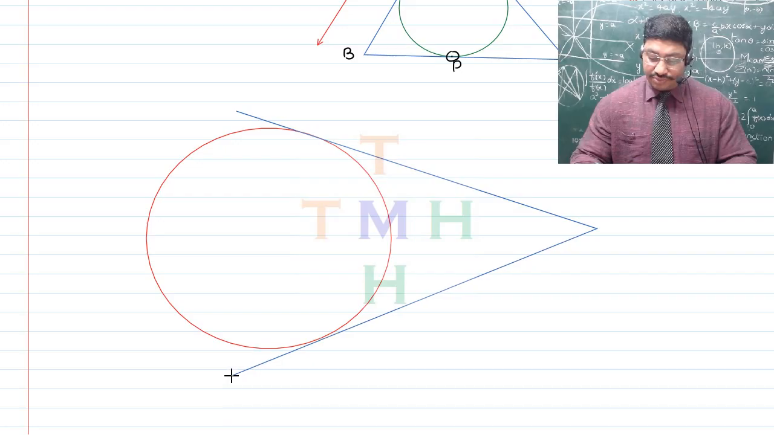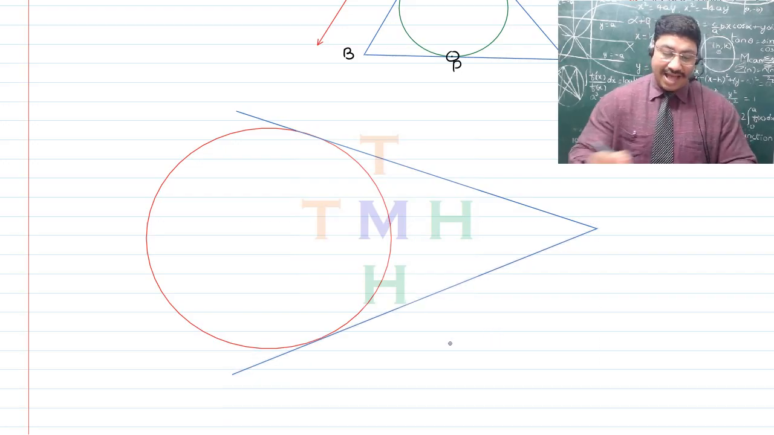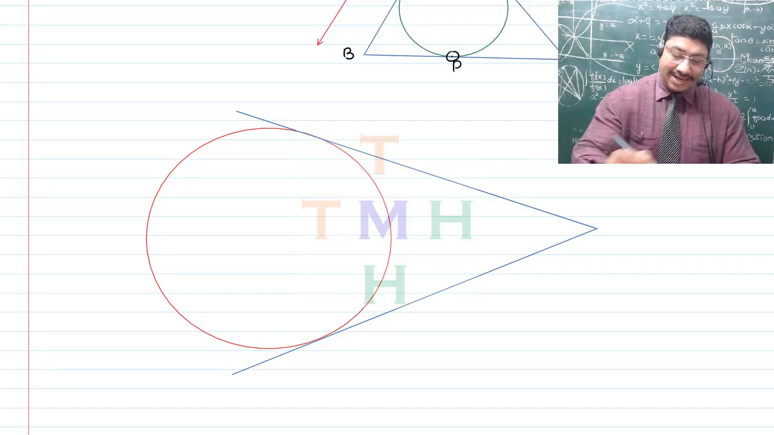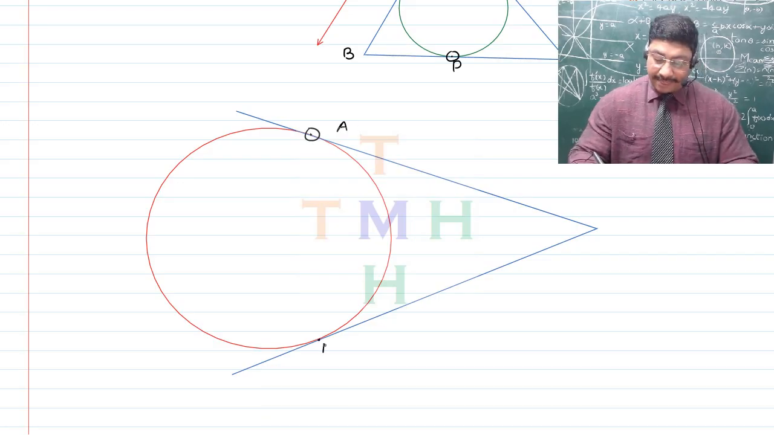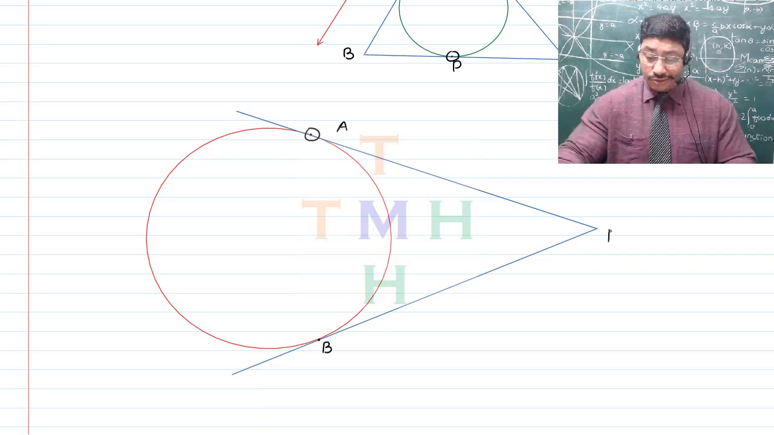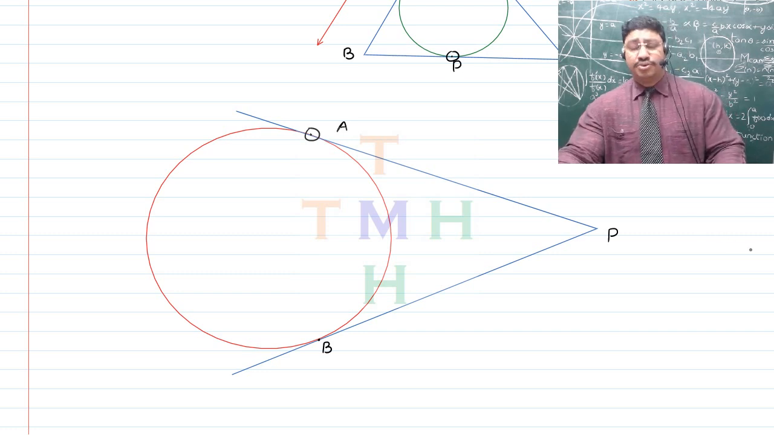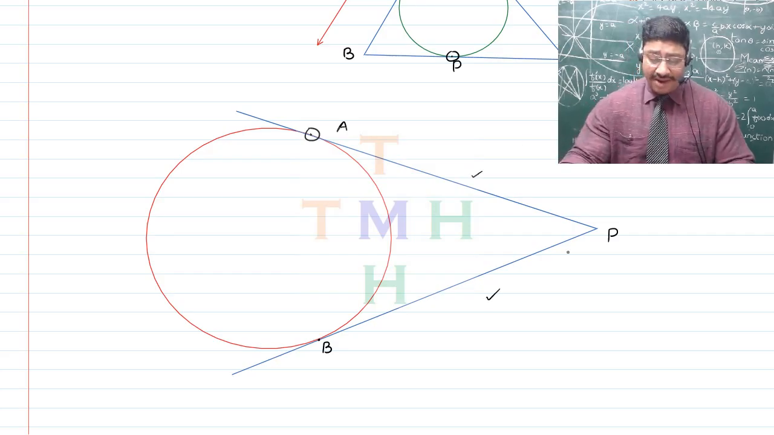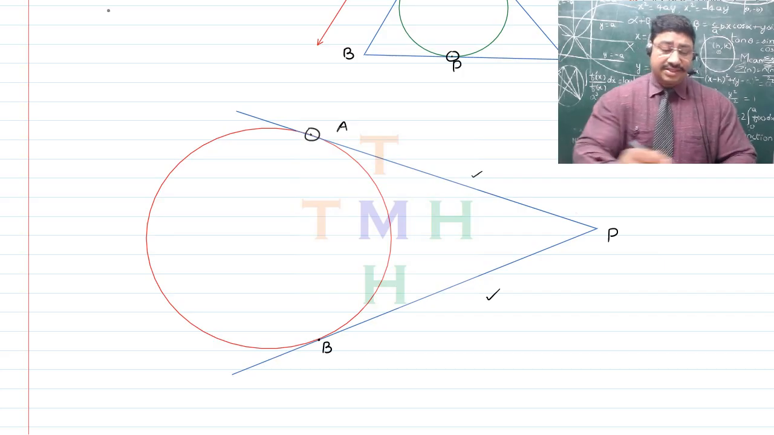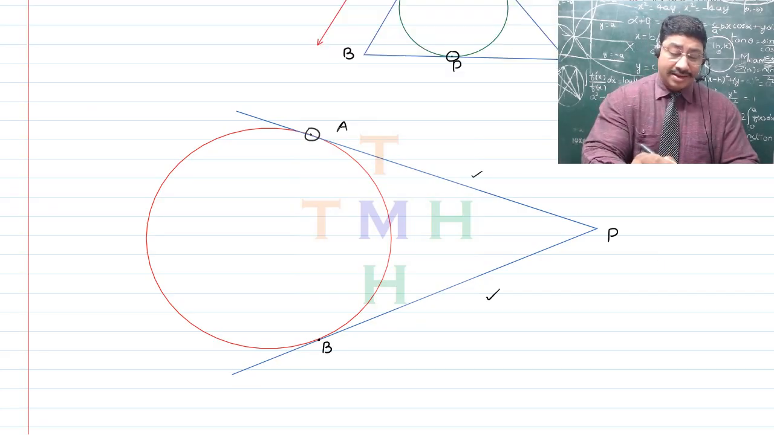So as you see, both of these straight lines are such that they are touching the circle at a single point, and let us call these points of tangency, say, A and B. And let us call this external point, say, P. Now what we've got to show is that the length of PA is equal to the length of PB.